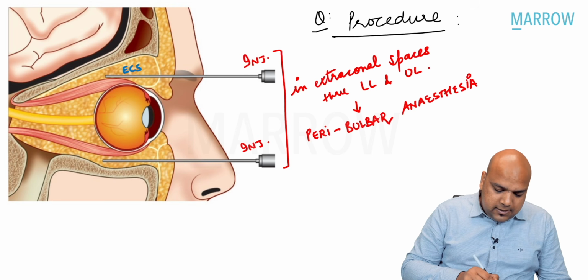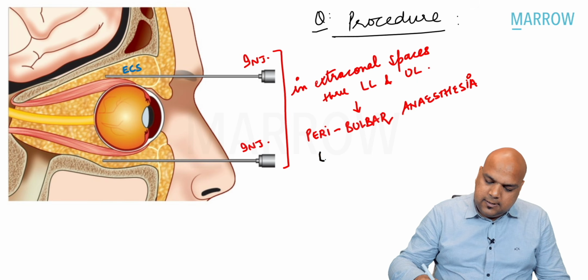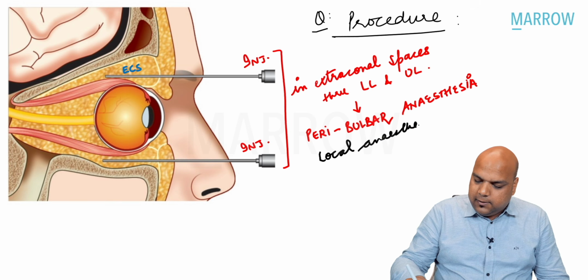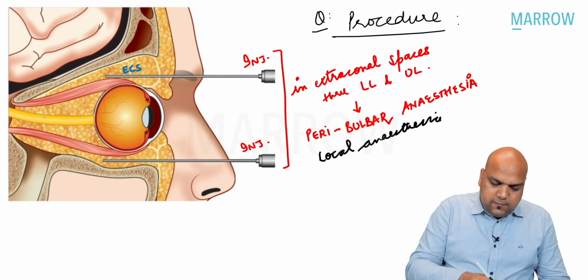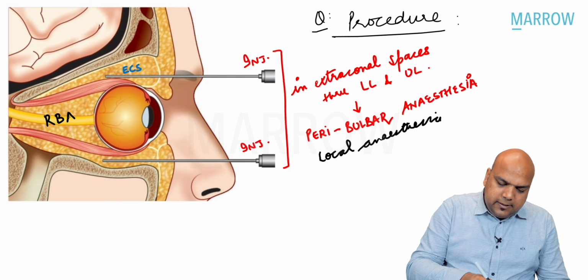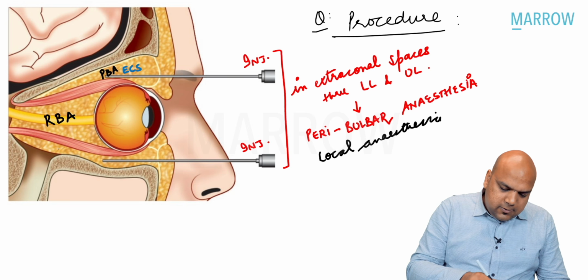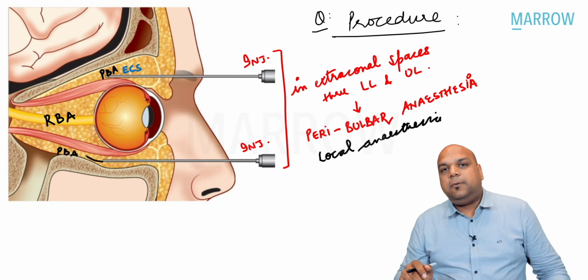Peribulbar anesthesia is a form of local anesthesia. We all know this. Local anesthesia to the eye. The other way is retrobulbar. So this would have been retrobulbar anesthesia. This is peribulbar anesthesia. This is also peribulbar anesthesia. All right, am I clear about this, everyone?